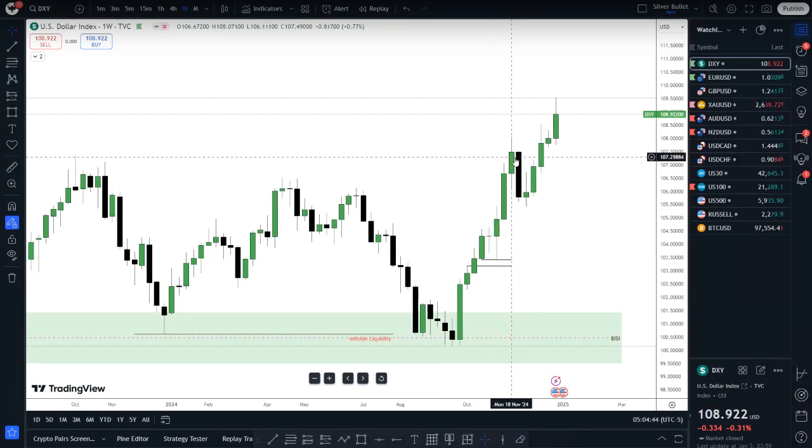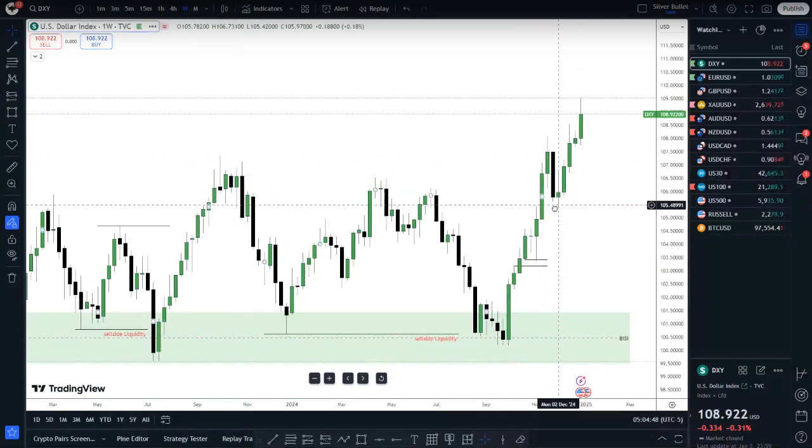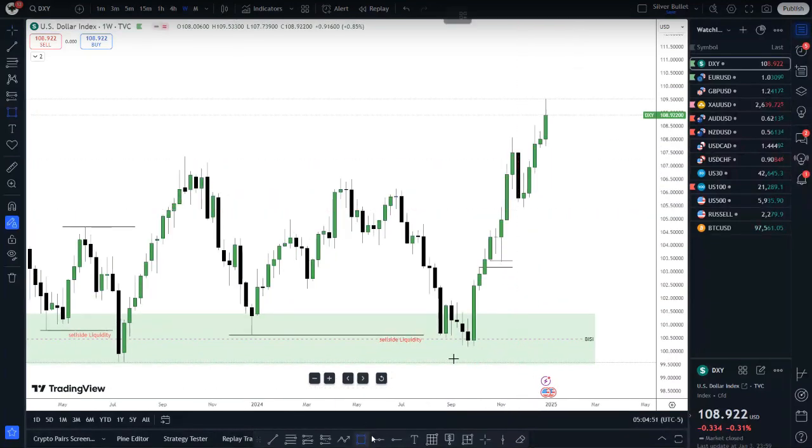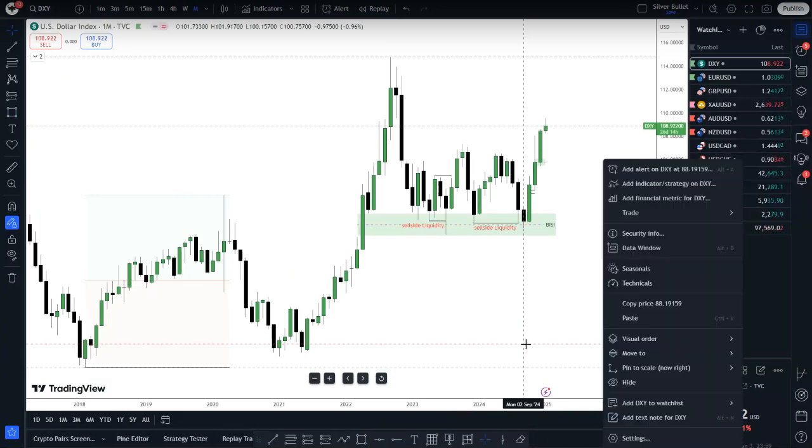So in this case, this push to the upside, above this high, this high, this high as well, price returned back into this fair value gap again here, checked into the fair value gap, and then took off again to the upside. Looking at this on a monthly chart, guys, we are still bullish here. We are heavily bullish, in fact.